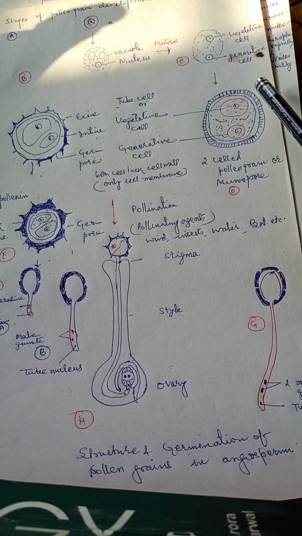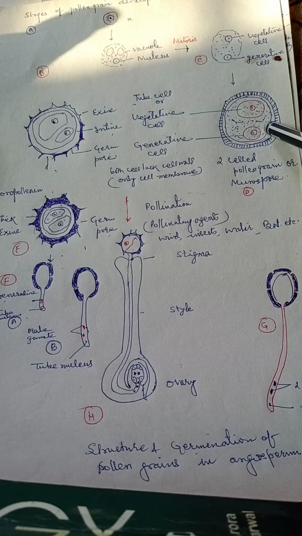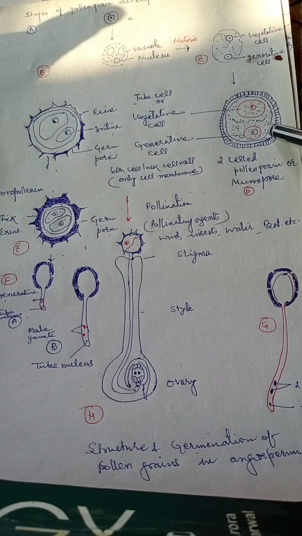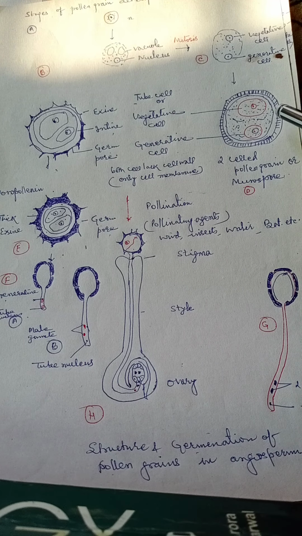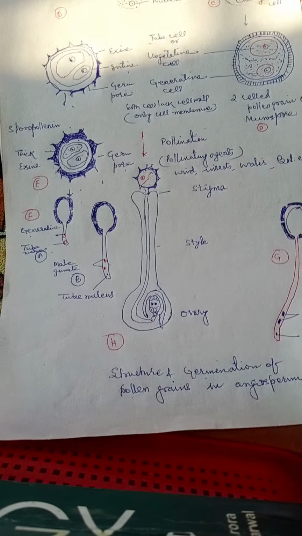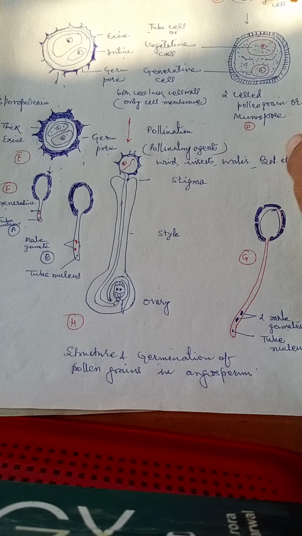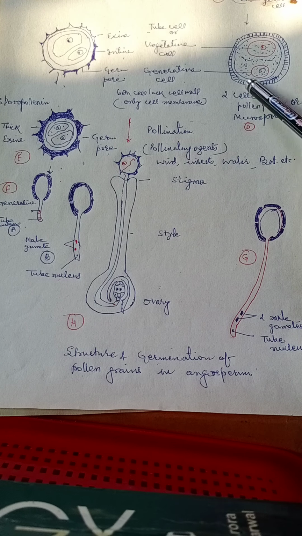Of the 2 walls, the inner one is intine and the outer one is exine. This exine is comparatively thicker and resistant to environmental stresses. This intine is thin, and both the walls are protective in nature. They protect the pollen grain, and because of the intine and exine, the pollen grain can remain safe for a long time in the environment.